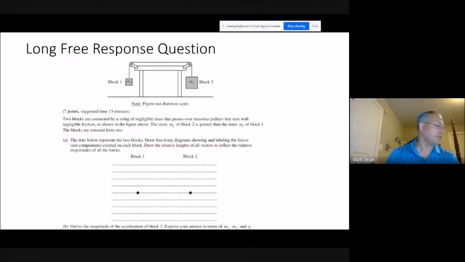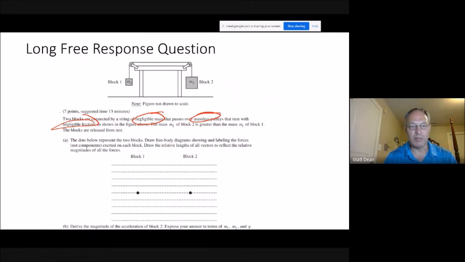All right, so let's end today by looking at this free response question. We have two blocks connected by a string. We're told the string has negligible mass, so we're ignoring the mass of the string. We're ignoring the mass of the pulleys, and we're saying there's no friction. So there are a lot of things here that can't completely be true in this diagram. The mass m2 is greater than the mass m1, and the blocks are released from rest.